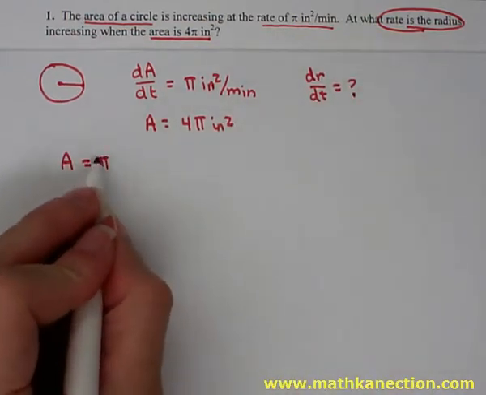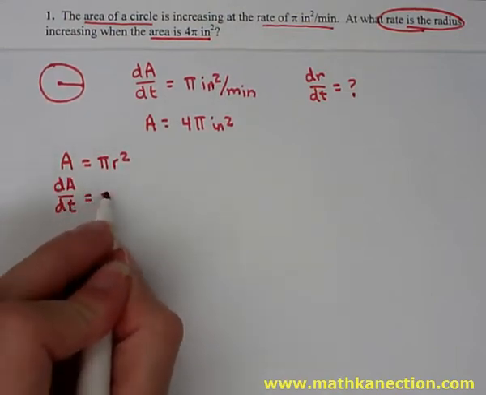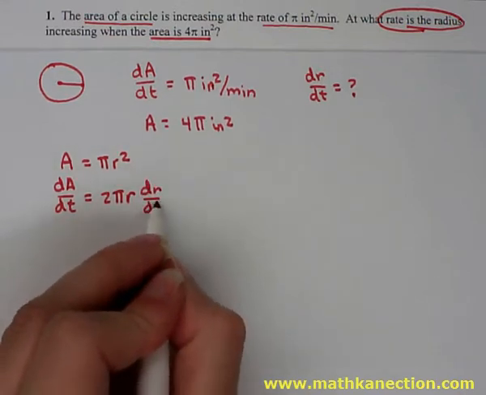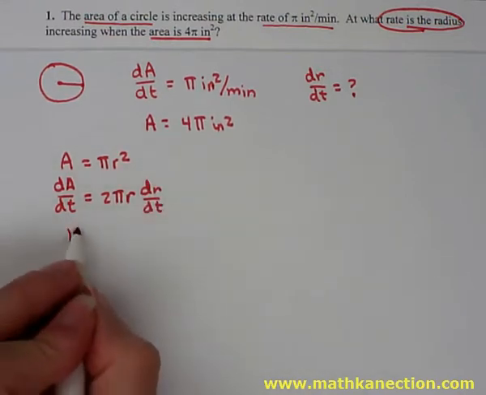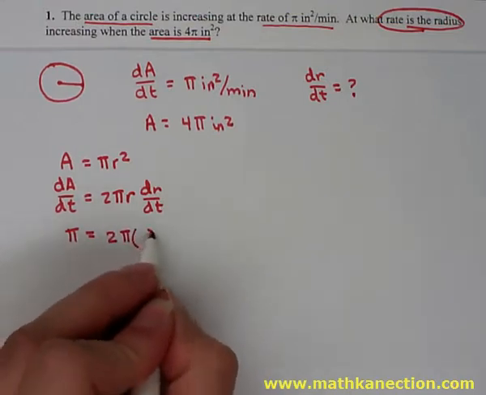Write down the equation. So area is equal to pi r squared. Step 5 is to derive. dA/dt is equal to 2 pi r dr/dt. Replacing in dA/dt with pi. Replacing in the value of r.